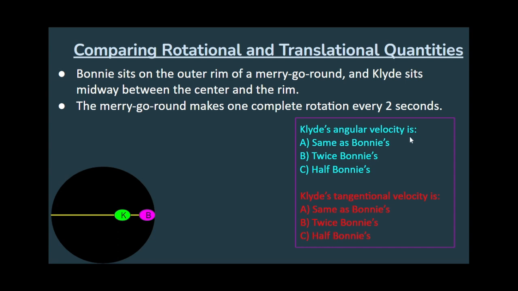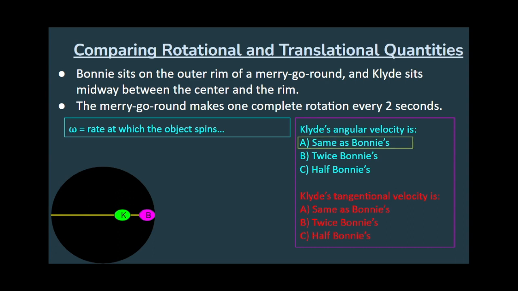Clyde's angular velocity is the same as Bonnie's, twice Bonnie's, half Bonnie's. So if we think about this in terms of omega is equal to delta theta over t, well, when they do one complete rotation, their delta theta is both the same. They're both going around the exact same angle, and their time is also the same. Therefore, their omega, or the rate at which the object is spinning, is the same in this case. So Clyde's angular velocity is the same as Bonnie's.